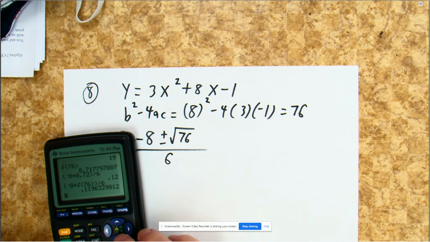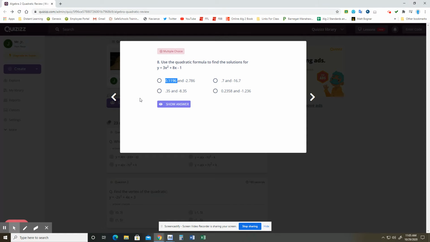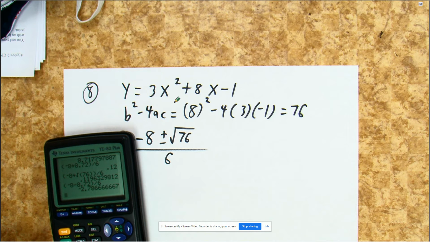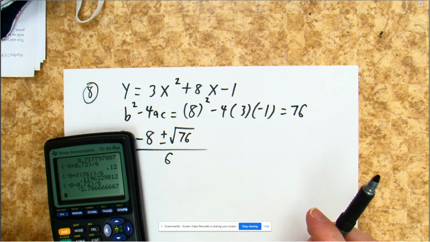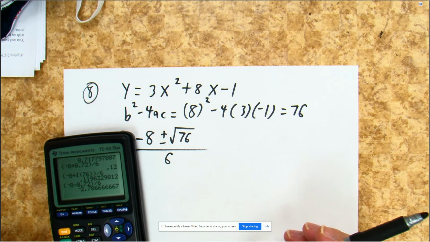If I were doing the other calculation, negative 8 minus 8.72, negative 2.79, I guess it rounds to, or negative 2.8. You can see that right there. There's the negative 2.78. You can see when I click this, it clearly gives that choice as the answer. To me, if it's a decimal, you could do that rounded version, the one that we did with the 8.72. Or you could try to get the exact answer by putting in that square root of 76. Either way, it works for me.